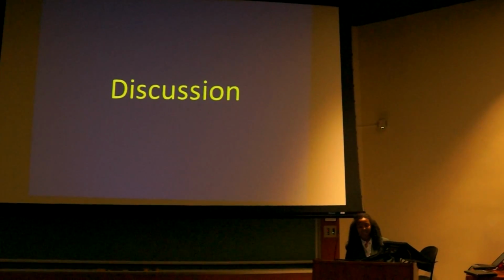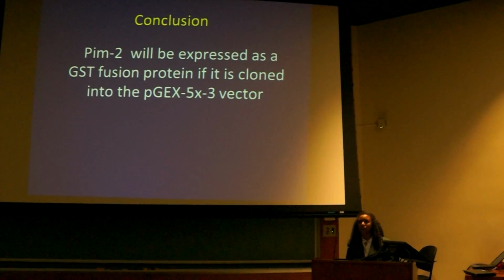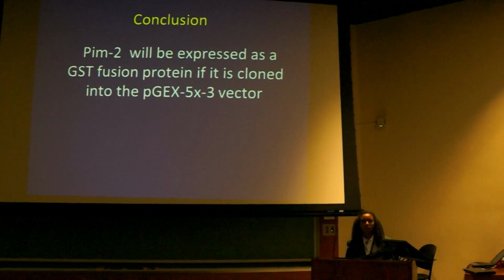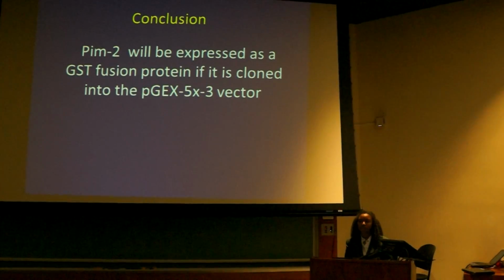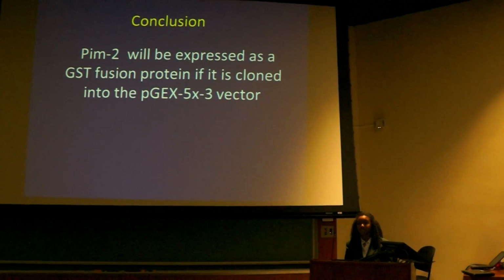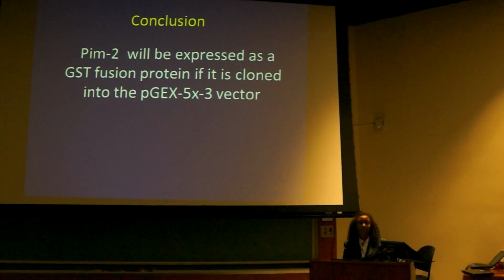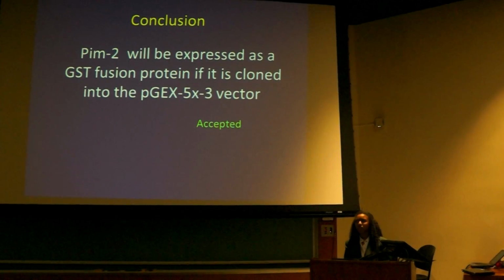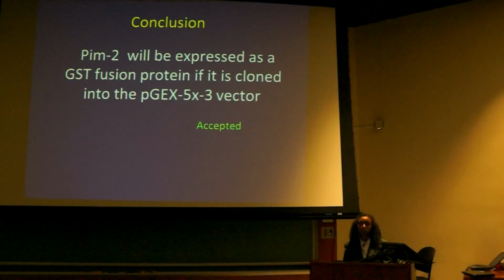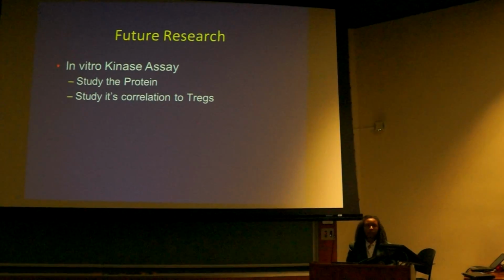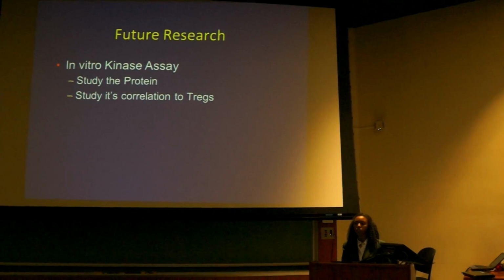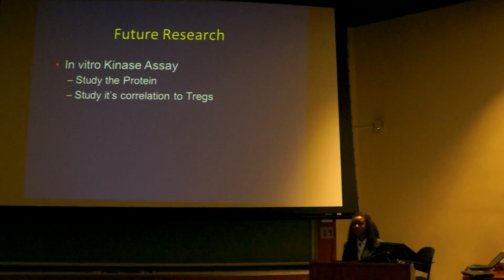This leads me to my discussion. Before I conclude, I'd like to reiterate my hypothesis, which is that if PIM2 is cloned in a PGX5X3 vector, it will be expressed as a GST fusion protein. And this hypothesis was accepted, because as shown in the picture before, PIM2 and GST, when fused, did fuse as a fusion protein. Due to the fact that PIM2 fused as a GST fusion protein, we can move on with our research in an in vitro kinase assay.